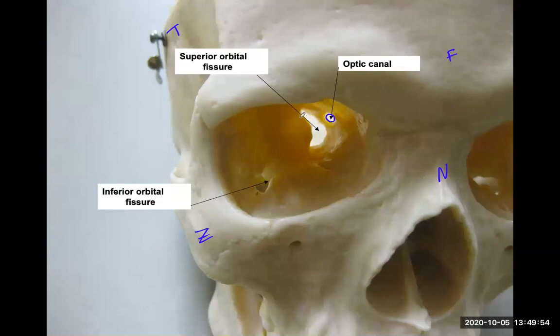You also have openings called fissures because they're very pronounced openings. You have one on the top, one on the bottom. This is actually open, even though it's not very clear. The top one is inside the orbital cavity, so it's called the superior orbital fissure. And the bottom opening is called the inferior orbital fissure.